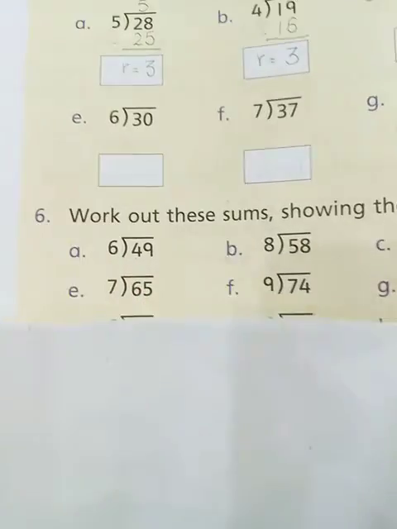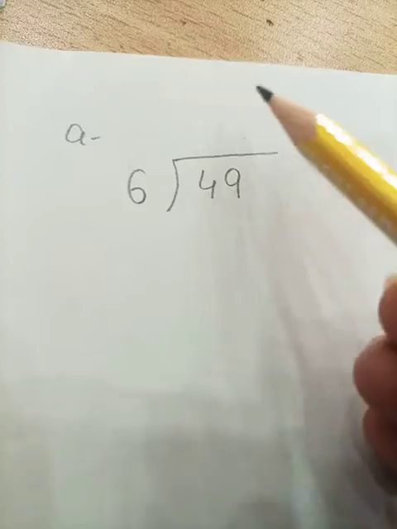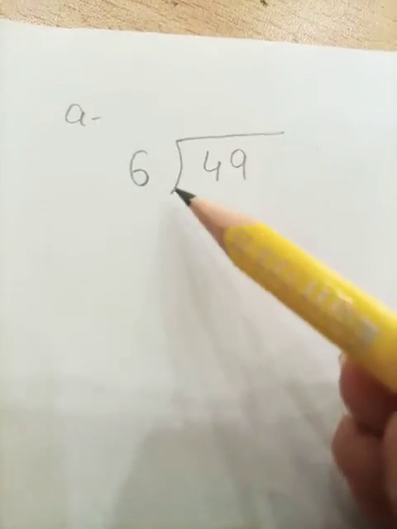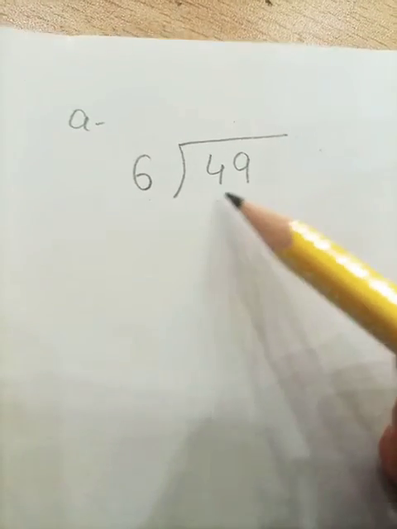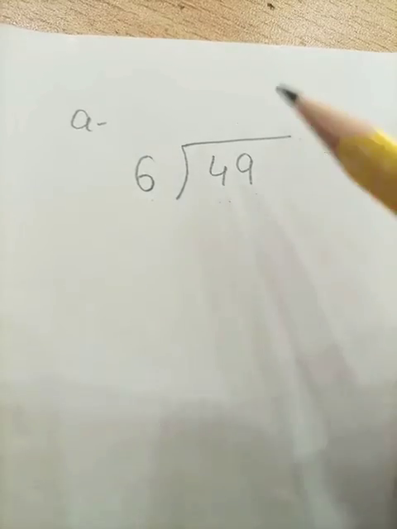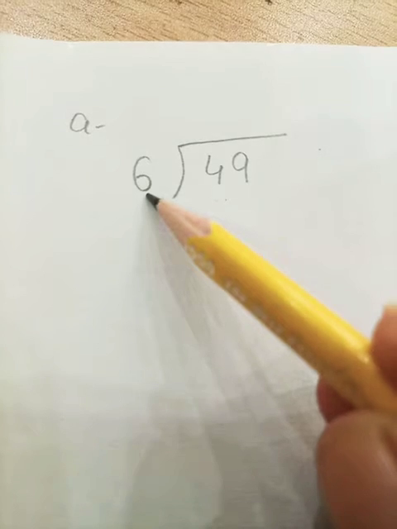49 divided by 6. Look, I have written my first question. Now students, help me to solve this by the division process. So students, read the table of 6 until we get the number 49 or a number that is less than 49, but it should not be greater than 49. Okay students, let's read the table.